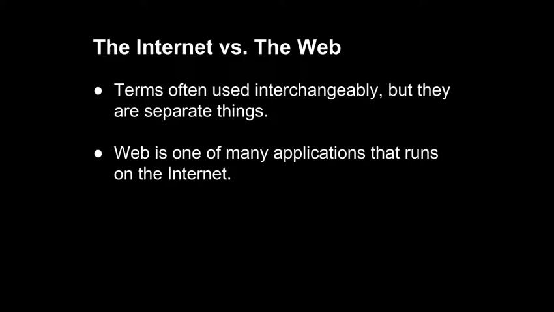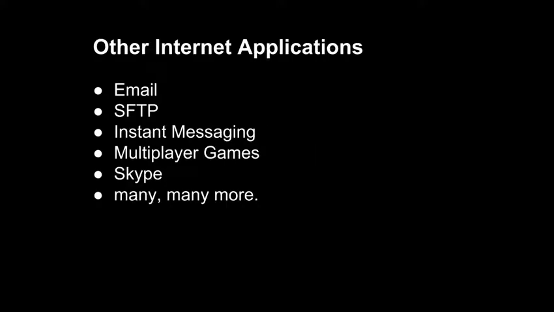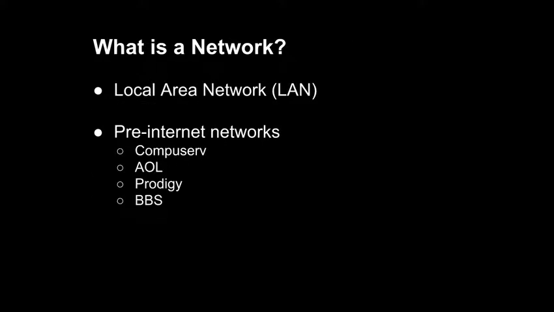We want to define what's the difference between the internet and the web. These terms are often used interchangeably, but they really are separate things. See, the web is just one of many applications that runs on the internet. Other internet applications might be things like email, SFTP for transferring files, instant messaging, multiplayer games, Skype, and so on. A lot of these programs also have a web-based version, and it's very common for a lot of applications to move in the direction of being web-based. But there's a lot of other aspects to the internet, so the web is just one part of that.